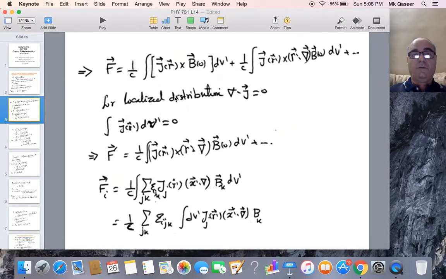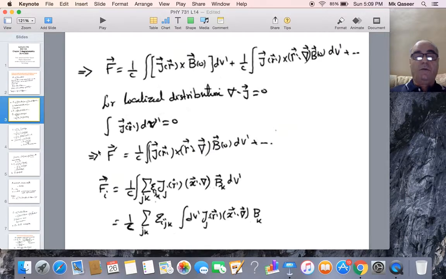So substitute in the force equation. This is the first term, where the argument of B is 0, and this is the second term. Now the first term, for a localized distribution, we know that divergence J is equal to 0, so integration over J dV prime gives us 0, so the first term is 0. Now we have to look at the second term. The second term is given by this expression.